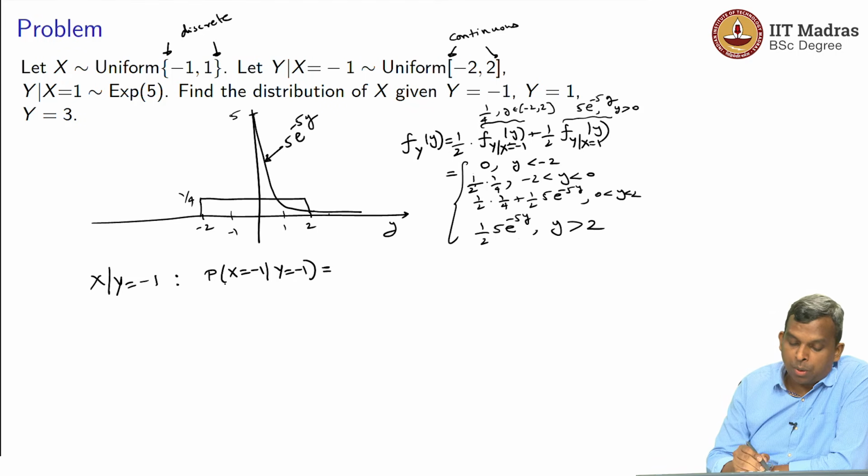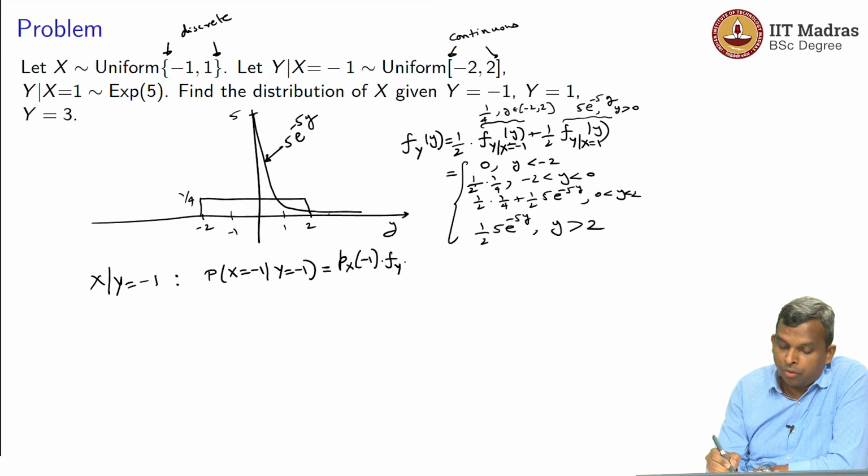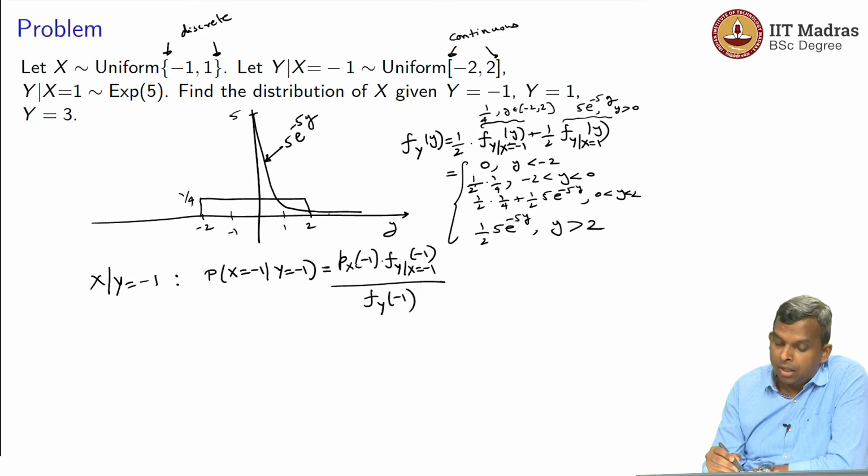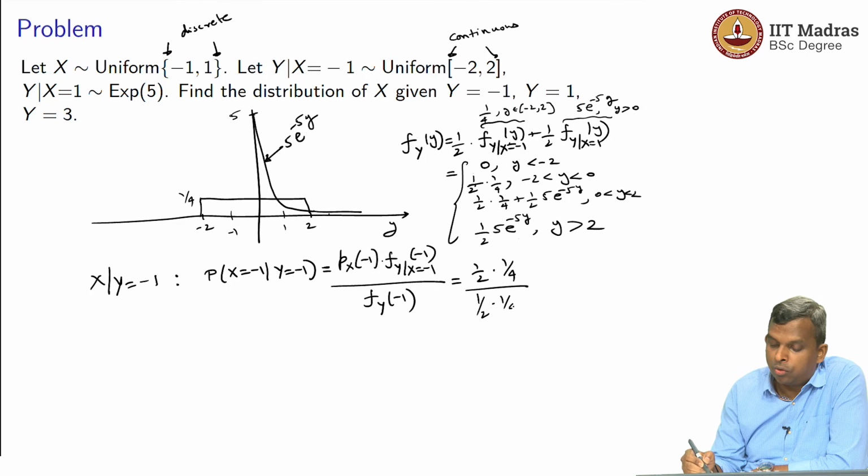Okay. So now what's the probability of x equals minus 1 given y equals minus 1? You know from the formula, it's p_X(-1) times f_{Y|X=-1}(-1) divided by f_Y(-1). Okay, so this is the formula, right? So now what is p_X(-1)? That's half. What is f of y given x equals minus 1? That is just 1/4 between minus 2 and 2. And what is the y value here? It's minus 1. So evaluated at minus 1, it's going to be 1/4. Okay. And what is f_Y at minus 1? You see it's half times 1/4. And that is 1. Okay, so notice this becomes 1.